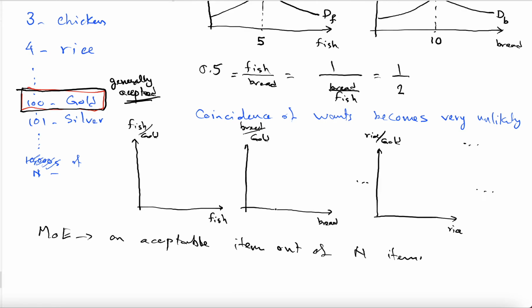This simplifies things, because now the fisherman doesn't have to worry about the coincidence of wants. He will sell his fish for the gold and then take the gold and go and buy bread or rice or whatever. So this is basically helping specialization of the economy, specialization. And this candidate for the medium of exchange is possible with the help of money.